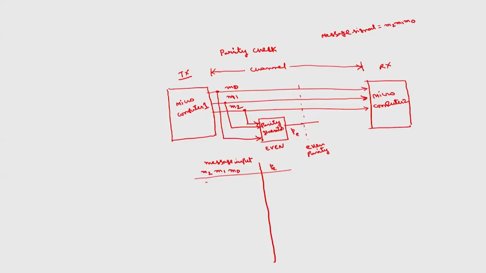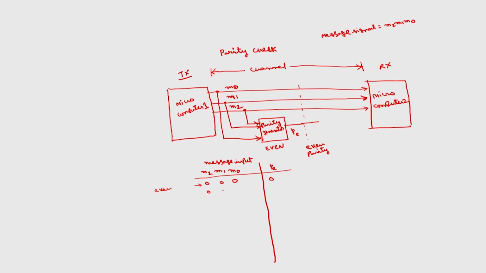If I want to transmit 0, 0, 0 information, what is the actual parity in the message bits? How many ones are there? 0 ones, and 0 is an even number. This 0, 0, 0 already has even parity. So, I will choose this parity bit as 0 such that these 4 bits have even parity.